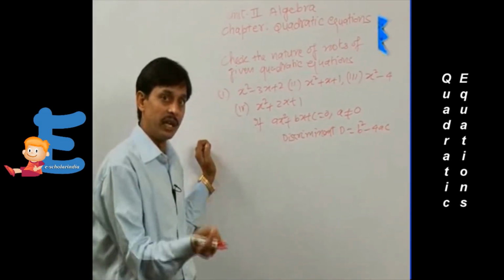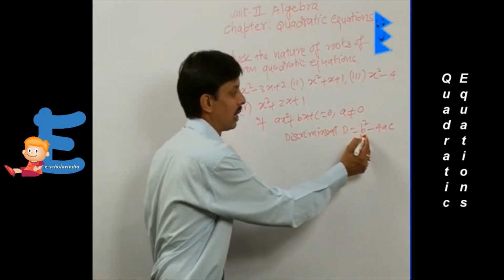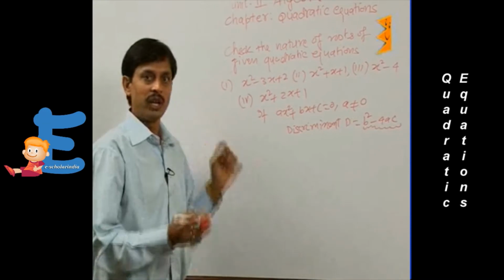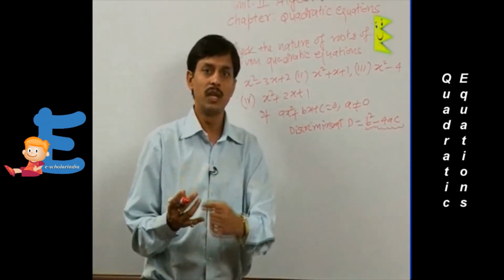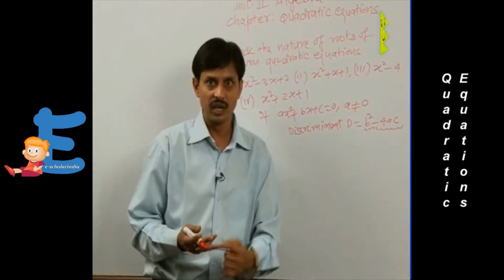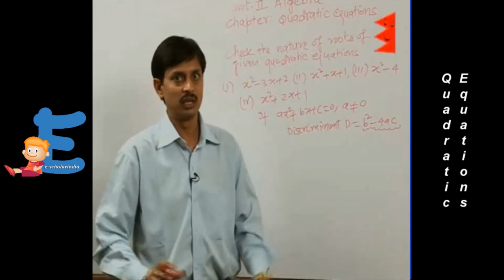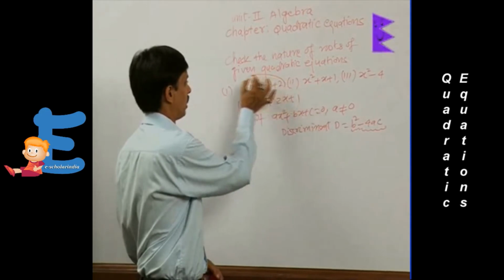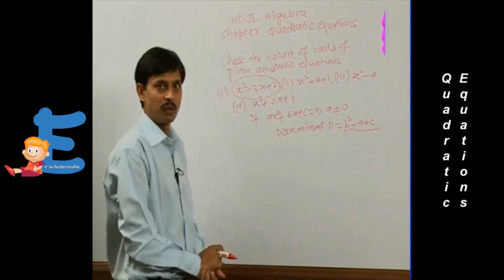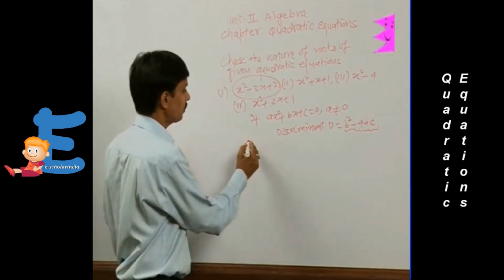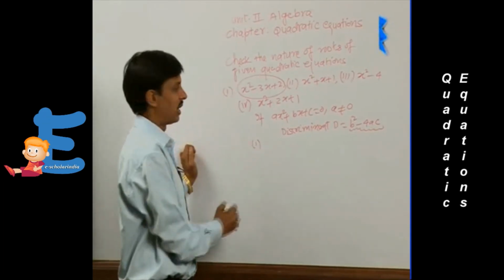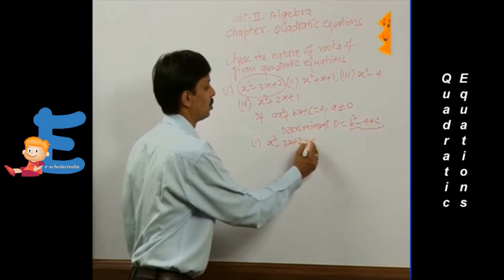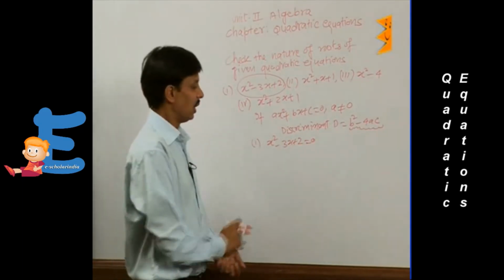So to check the nature of roots, we have to calculate in every condition b square minus 4ac, where a is the coefficient of the square term, b is the coefficient of the linear term, and c is the constant one in the quadratic equation. So if we solve the first one, x square minus 3x plus 2 equals 0 is the quadratic equation.